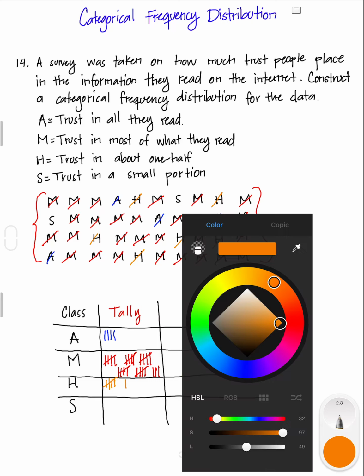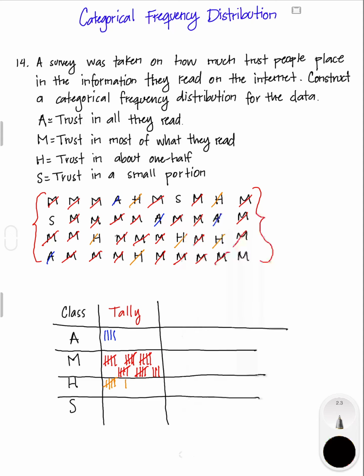Now let's go ahead and see how many people only trust in a small portion of what they read. So I have 1, and then 2, and that's it. Only 2 people. Okay. Definitely we can see that there's a lot more M's than A, H, and S, right?